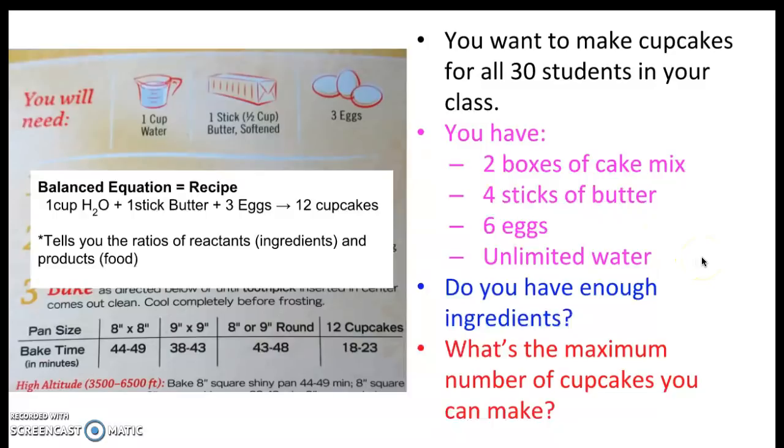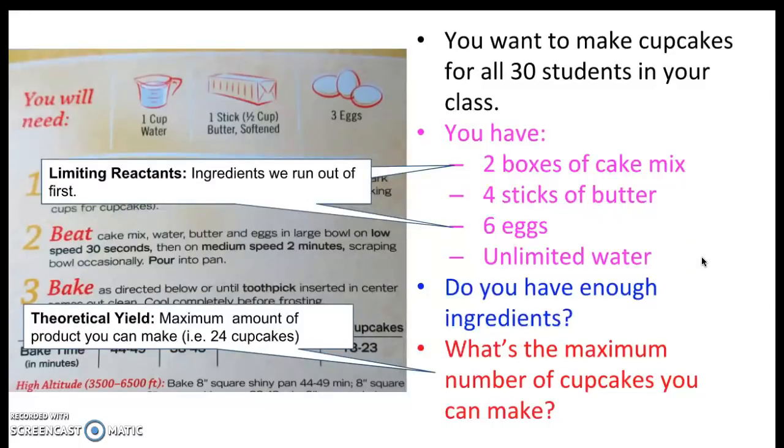Now, in terms of answering this question, the first question is, do you have enough ingredients? Well, you determined that you didn't. You determined that you were going to run out of the boxes of cake mix and the eggs. And so the cake mix and the eggs will count as your limiting reactants because those are the ingredients or the reactants that we run out of first.